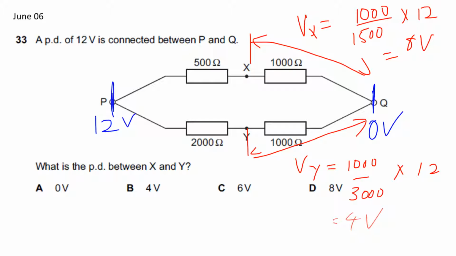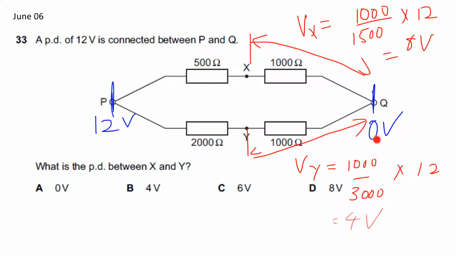So in this case, you want to find the PD between x and y, you can actually find the potential at x and find the potential at y. But to be able to find the potential at x or y, you need to find PD first. So you need to set at first 12 volts between these two, P and Q. You can either choose this as 12 and 0, or this be 0 and 12. It doesn't matter. But no matter what happens, you find the PD from the 0 side.